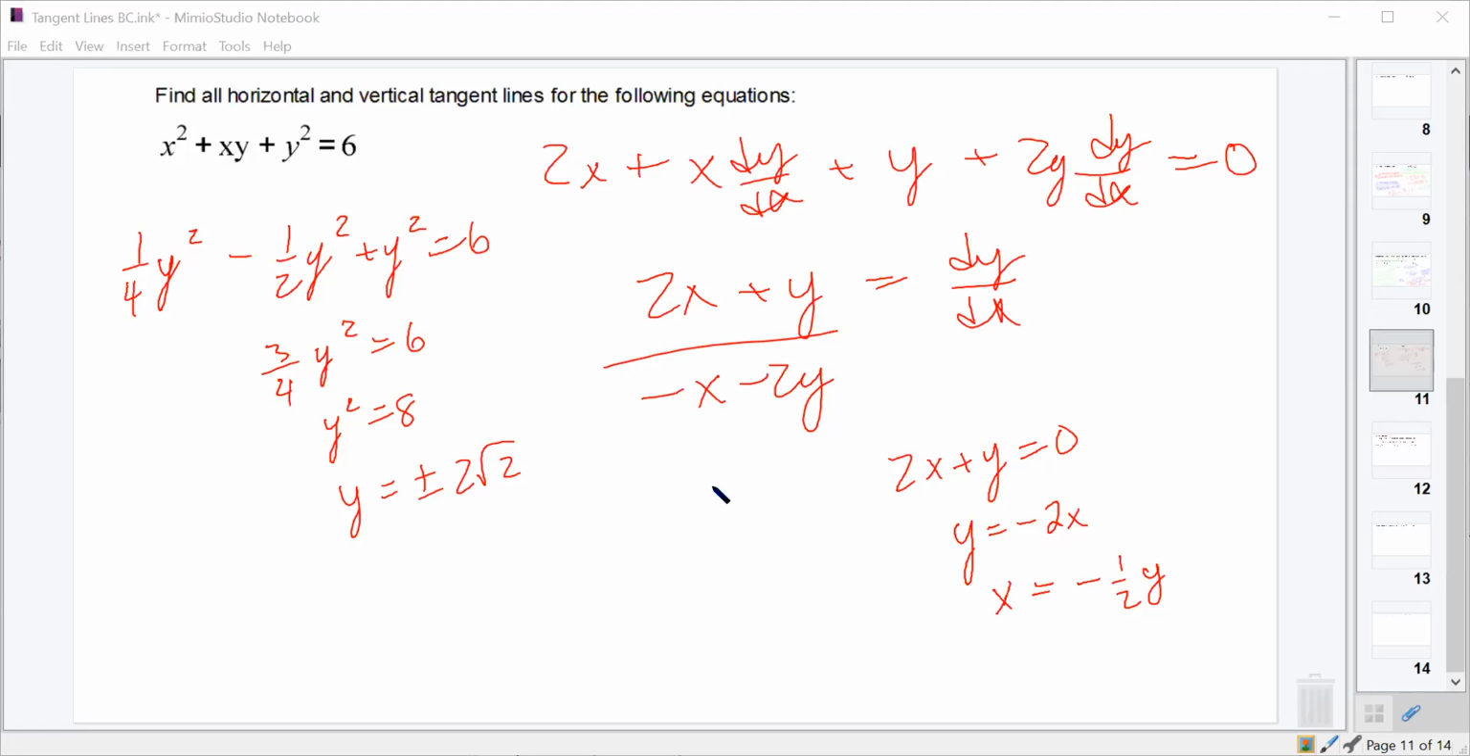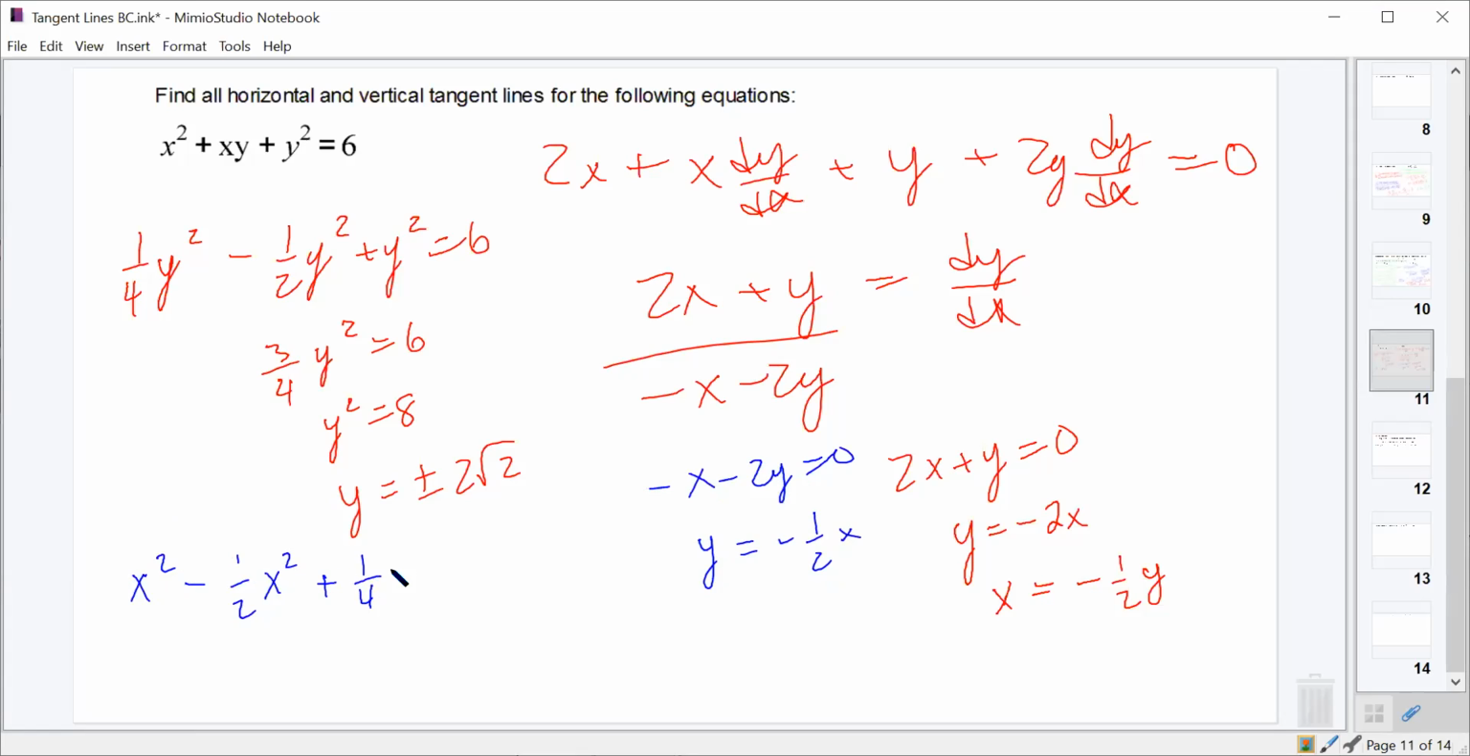Good. All right, and then for this one, negative x minus 2y needs to equal 0. We're going to want this one, since it's vertical tangent lines, all in terms of x. So if we solve this for y in terms of x, we end up with y equals negative 1/2 x. And I think you could probably see that if we plug that in, we're going to get x squared minus 1/2 x squared plus 1/4 x squared equals 6. And that's going to give us the exact same thing, right? 3/4 x squared equals 6, or x equals plus or minus 2√2. Yeah? Everybody agree there?